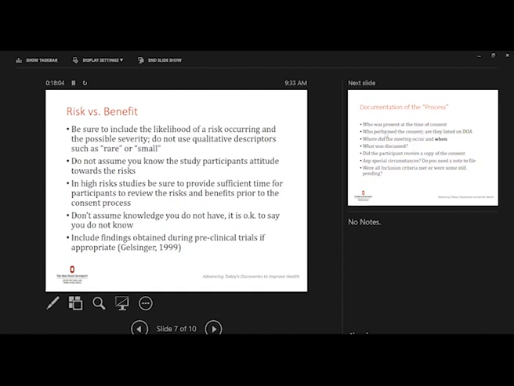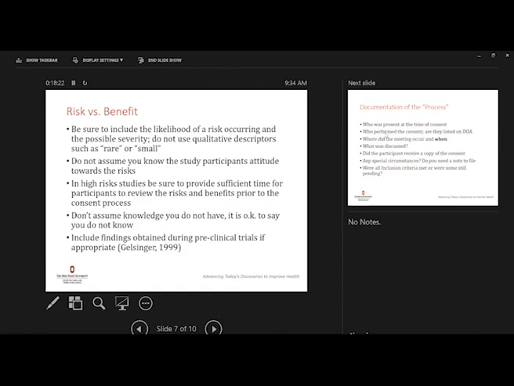Sometimes the studies can be rather complex, and for someone who has maybe a lower health literacy rate, it may be a little bit harder for them to understand what is being asked and then to pose the questions that they have.